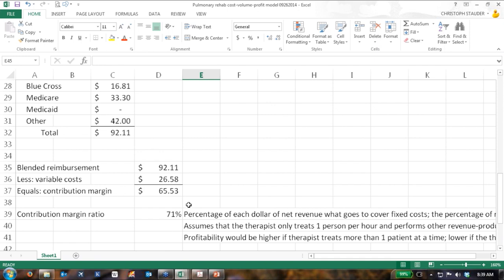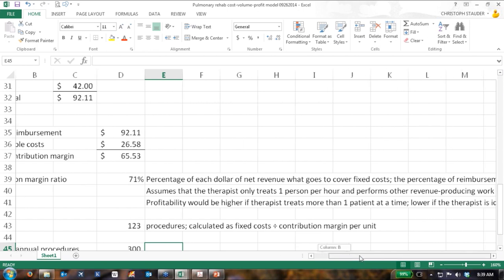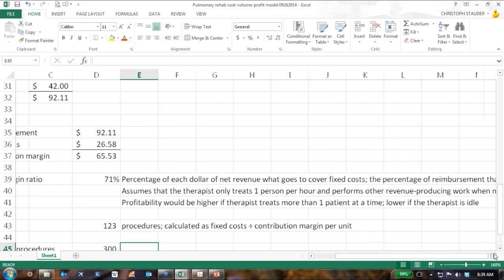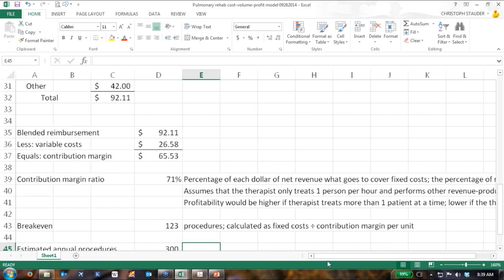I'm assuming right now that the labor costs are all of the variable costs that I have, an hour's worth of labor, an hour, and here's one unit of reimbursement. That gives me a contribution margin of $65, and it allowed me to calculate a contribution margin ratio. And to help the manager out, I told her what this means. It's the percentage of each dollar of net revenue that goes to cover fixed costs, the percentage of reimbursement that is profit after fixed costs are met, kind of trying to make this easy to understand.